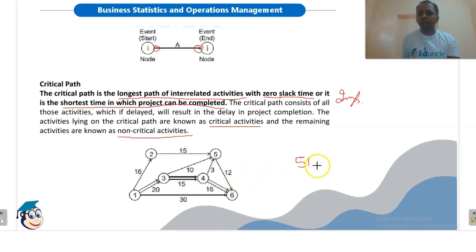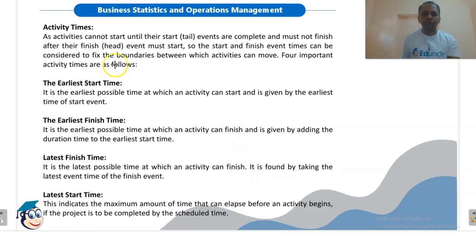If these timings are in days, it will be 51 days. All other paths, meaning all non-critical paths, will have a lesser duration than 51 days. Okay, you can check. Other paths will definitely have lesser duration. So these three activities are the critical activities, and we cannot delay these activities by a single day or by a single unit of time.